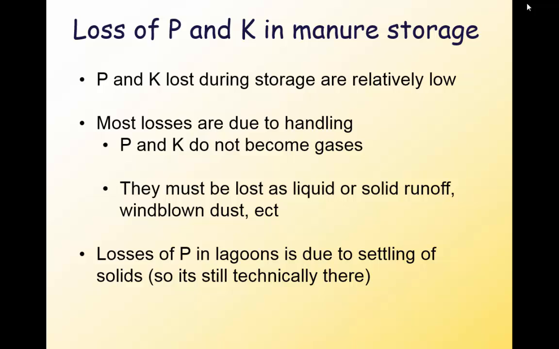Phosphorus and potassium loss during storage are relatively low in most cases. You would probably have to have a direct loss of the manure. Maybe if you had a dried pile of litter and some of it blew off, or you had some runoff, you could lose phosphorus and potassium. They don't become a gas like nitrogen. This is why nitrogen is hard to discuss with anybody in an agronomic system. Losses of P in lagoons can be due to the settling of solids, like we just said.